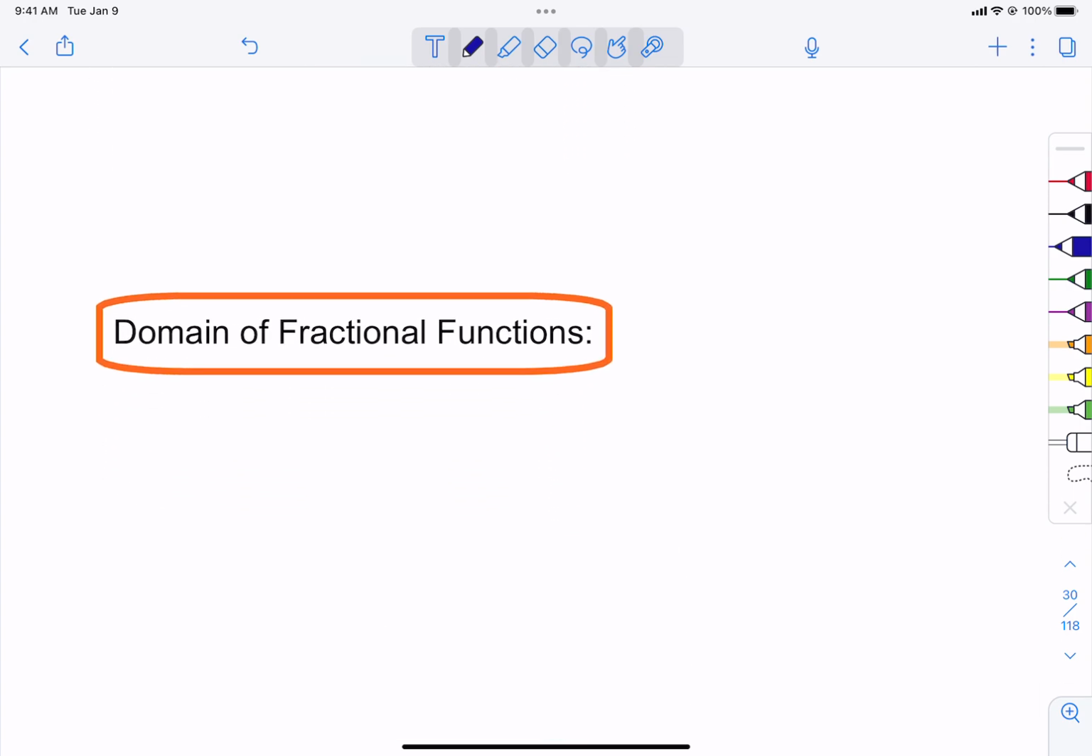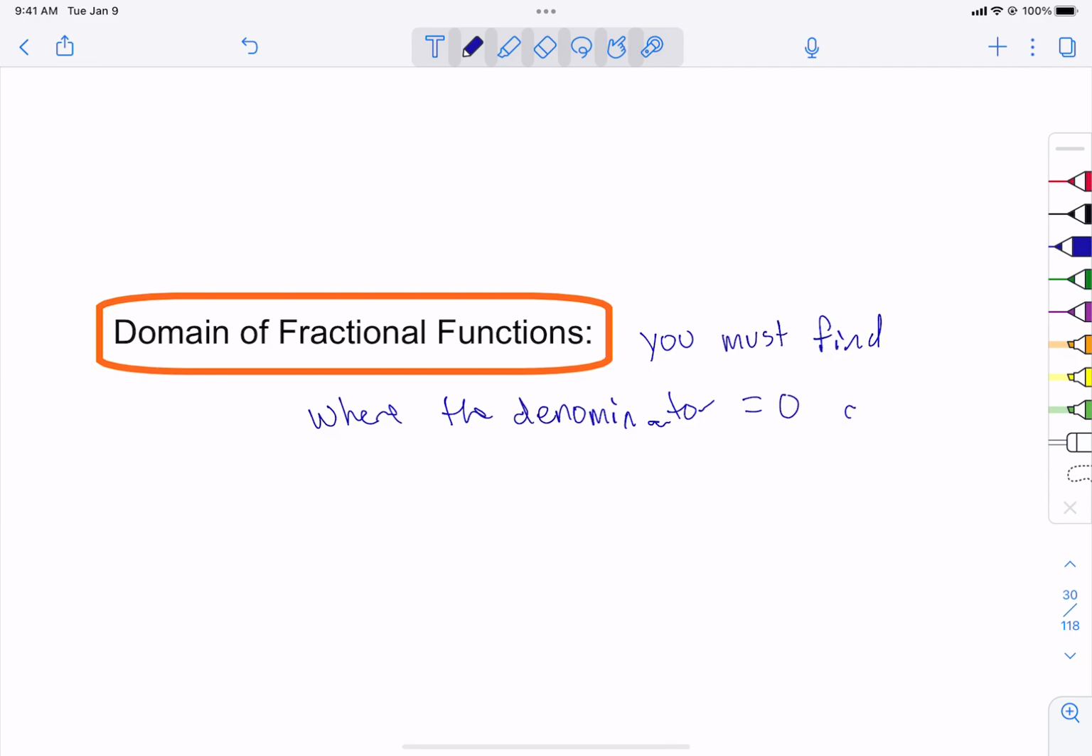The domain of a fractional function: you must find where the denominator equals 0 and remove those values from the set of real numbers. You must find where the denominator equals 0 and remove those from the set of numbers. Every other number will work. That's the only number that won't work.